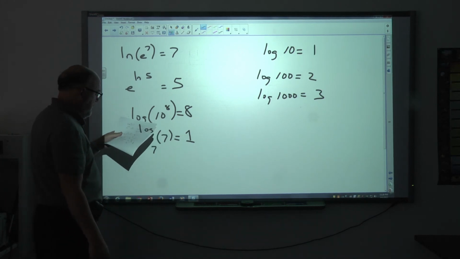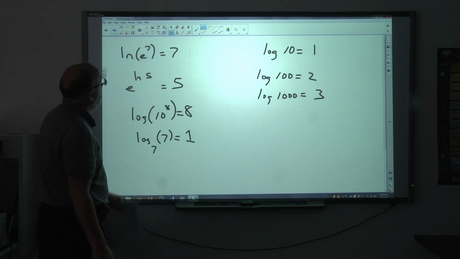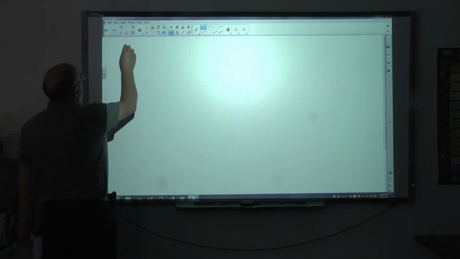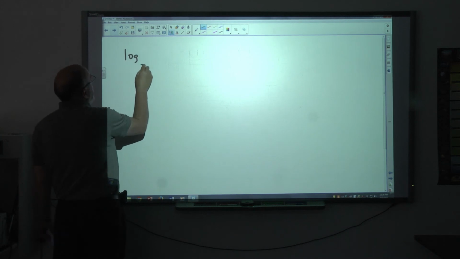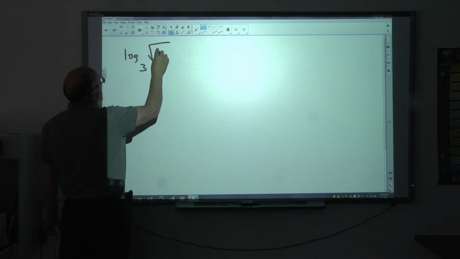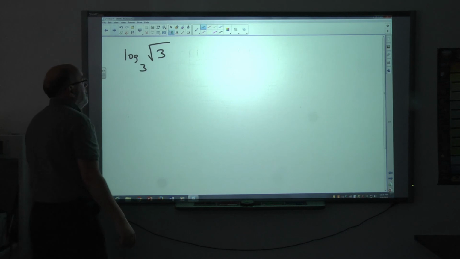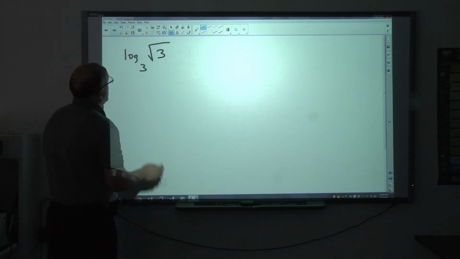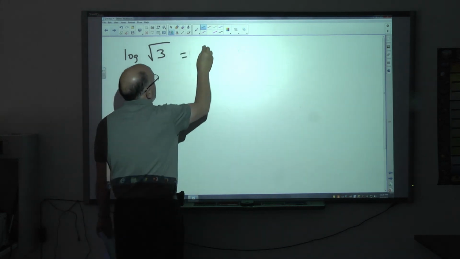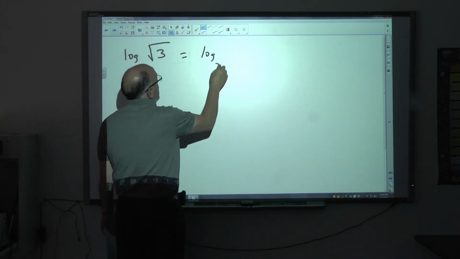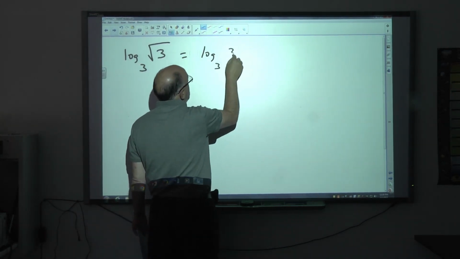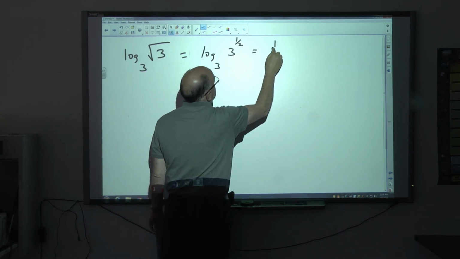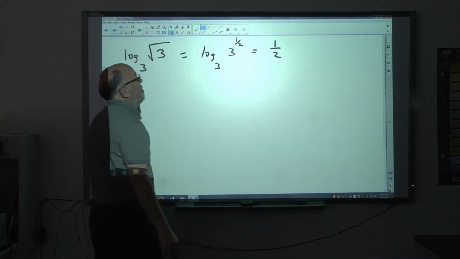Let's see, other things we could look at would be something like this one. If I said, okay, what is the log base 3 of the square root of 3, right? Well, square roots can be written in terms of exponents, and so this would be the same thing as saying log base 3 of 3 to the 1/2, which means we end up with just 1/2 for our answer. Right?